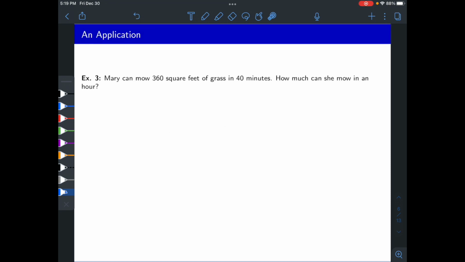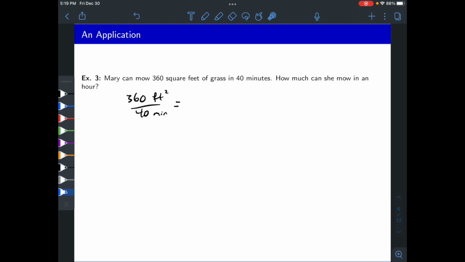All right, here's another application of unit rates. So let's say that Mary can mow 360 square feet of grass in 40 minutes. How much can she mow in an hour? So we can start just by considering the ratio of how much grass she can mow in 40 minutes, and then simplifying this to a unit rate.